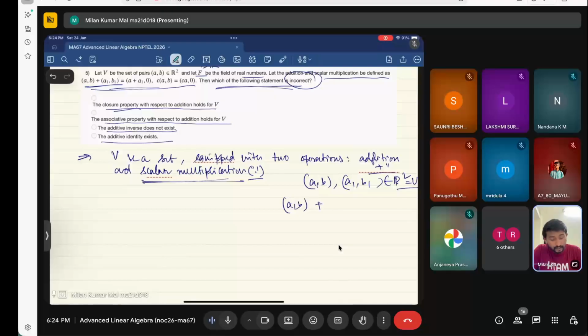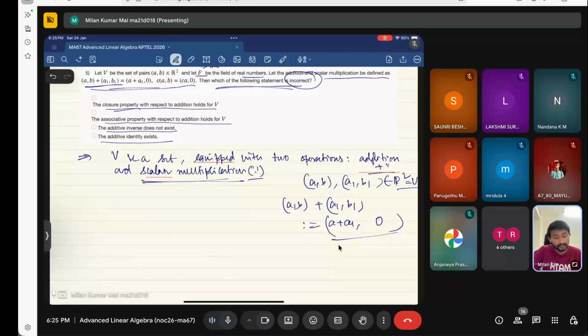What is the usual addition one should get? Anyone will say that this is the addition, right? But here it is not. Here it is defined this way: the first term will be as it is, the second term will be 0. So this is not the universal addition, like the usual number addition. Here the addition is something defined. Unless it is defined, you can't say anything. So this is the addition and scalar multiplication.